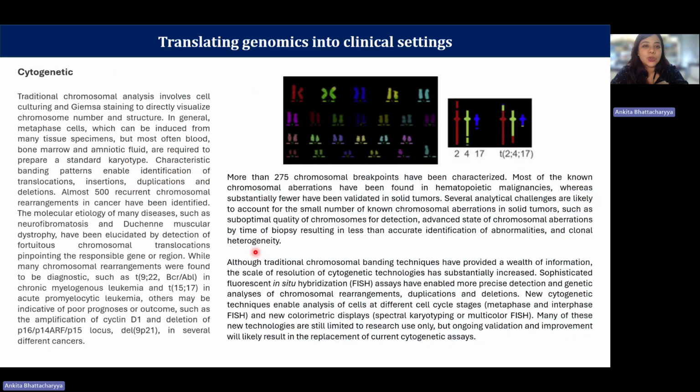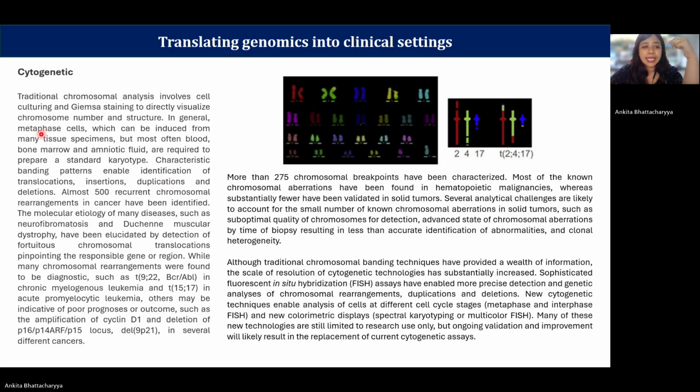It is a cytogenetic biomarker. Traditionally, chromosomal analysis involves cell culture followed by Giemsa staining to directly visualize the chromosome number and the chromosome structure. In general, metaphase cells, which can be induced from many tissue specimens but most often from blood, bone marrow, and amniotic fluid, are required to prepare a standard karyotype.